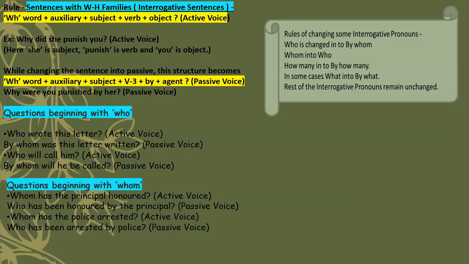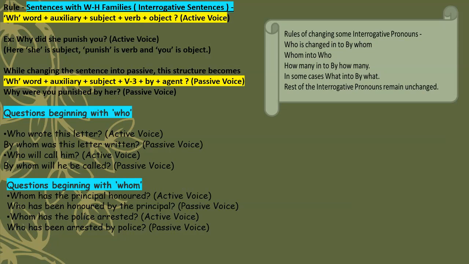Let's begin with the passive formation of WH sentences. That is also called your interrogative sentences. What face difficulty in this part of the sentence? So as you can see how it is formed, I've given you the structure over there. WH word plus auxiliary plus subject plus verb plus object.